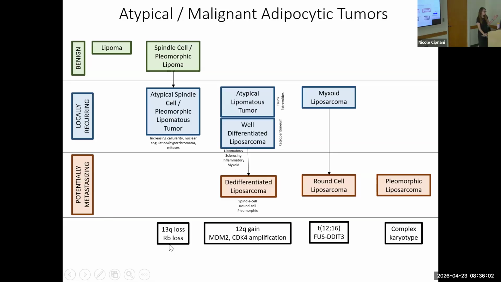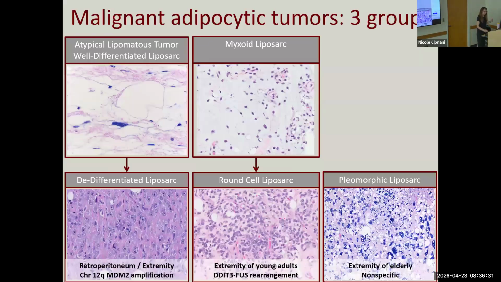They are all aligned, right, by what? Their genetics. So retinoblastoma loss in these, 12q gain, which is MDM2 CDK4 amplification in these, FUS-DDIT3 fusion in these, and complex nonspecific karyotype here. Remember, we call ALTs in the trunk and extremities, and we call well-diff liposarcs in the retroperitoneum because these can escape detection and dedifferentiate much more than those on the trunks, which are removed and watched and removed and watched.